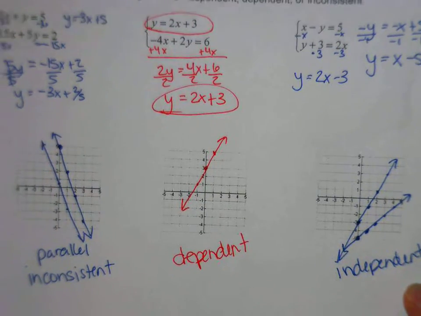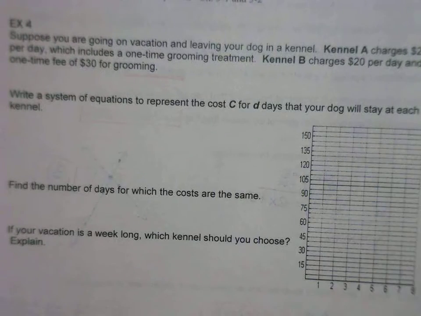Alright, let's flip to the back side. Suppose you are going on vacation and leaving your dog in a kennel. Kennel A charges $25 a day, which includes a one-time grooming treatment. Kennel B charges $20 per day and a one-time fee of $30 for grooming. So let's write an equation to represent the cost for the days that your dog will stay at each kennel.